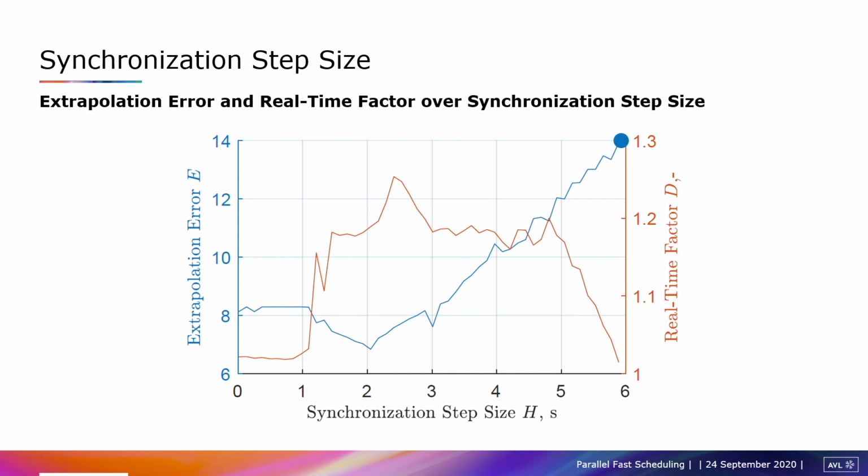However, if the interval is increased further, it also comes to fewer synchronizations due to the larger synchronization intervals. The question is, how can we identify an optimal synchronization step size with respect to the extrapolation error without performing a huge number of simulation runs? Therefore, we need some kind of estimation of the extrapolation errors of the entire co-simulation.